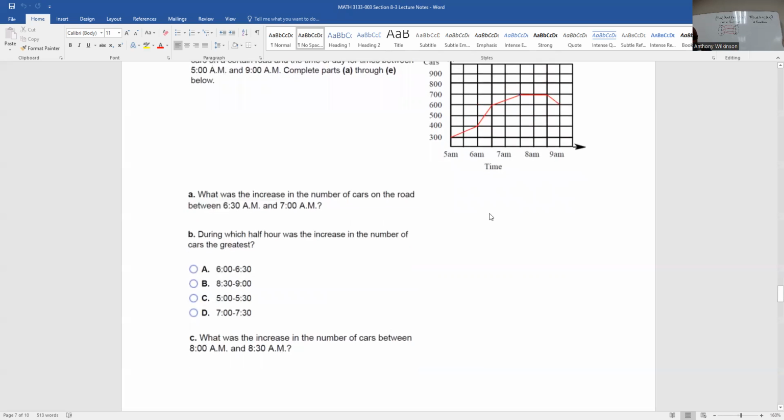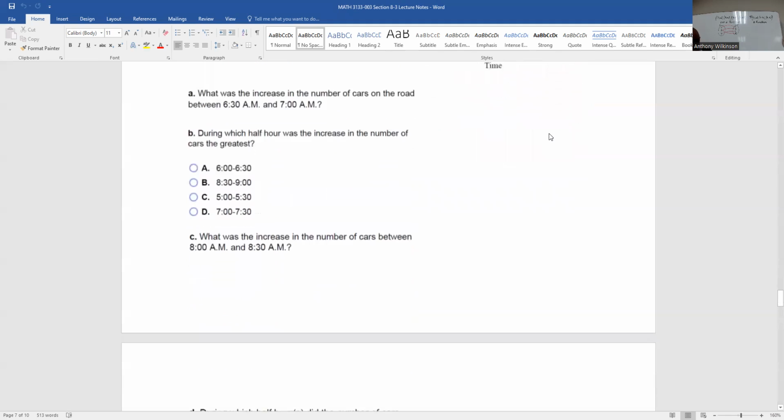All right, now part C is: what is the increase in the number of cars between 8 o'clock and 8:30 a.m.? Well, you can see that it is a flat line. It's just a straight line. It hasn't changed, because at 8 o'clock it is 700, and 8:30 is still 700. So subtract, you'll get 0. So there was no increase in the number of cars between 8 o'clock and 8:30 in the morning.